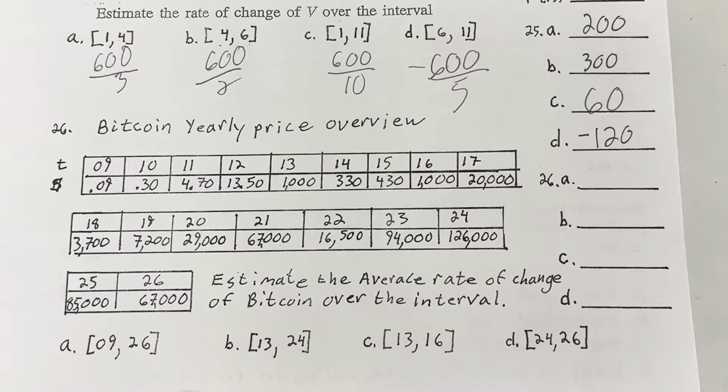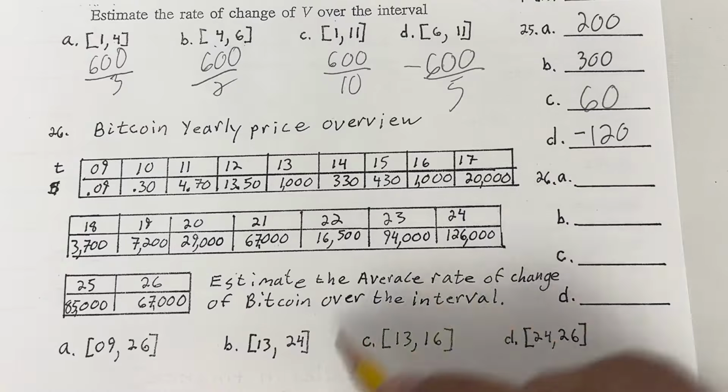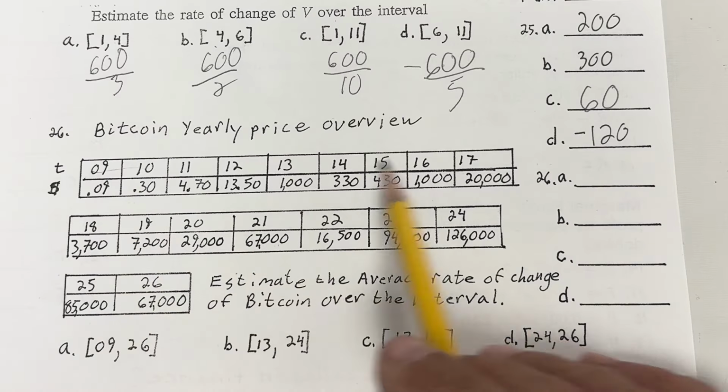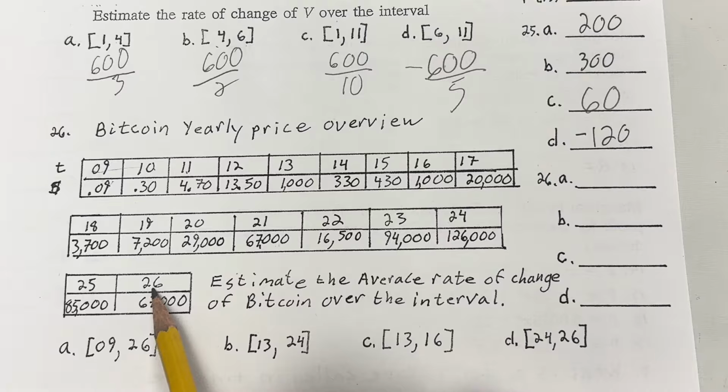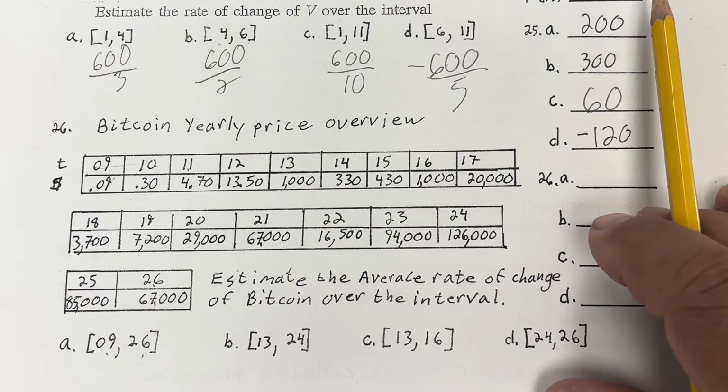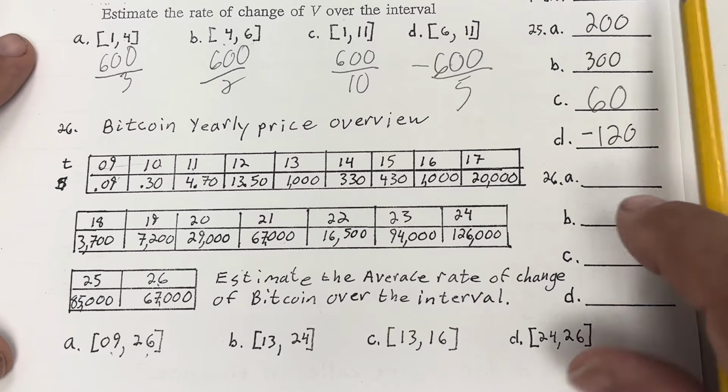All right, Bitcoin futures. So this is the year, 2009, 2010, 2011, up to 2026. From 2009 to 26, what was the average rate of change? What was the average annual Bitcoin price?